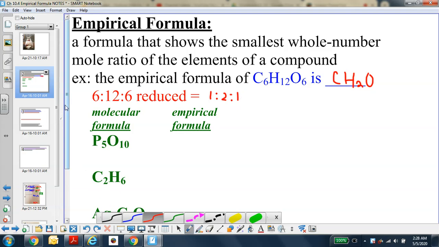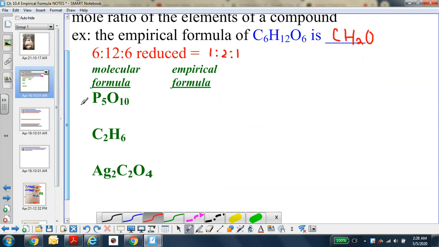So if you'd like to pause the video for a moment and determine the empirical formulas of these next 3 molecular formula examples, go ahead and do so.